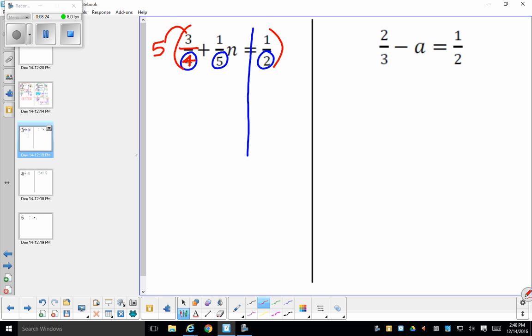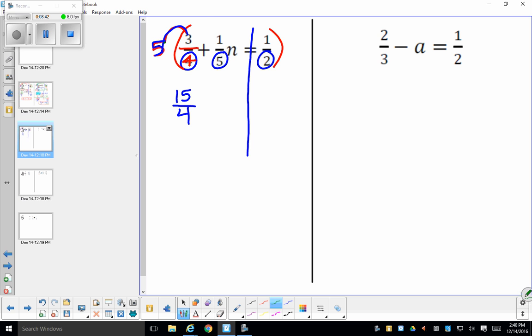And I end up with 3.75, which is gross. I don't want a decimal. I'm trying to stay away from decimals. So I'm going to leave exactly what I typed in my calculator, which was 5 times 3 is 15 over 4, and I'm just going to leave it. I'll take care of that 4 in the next round.